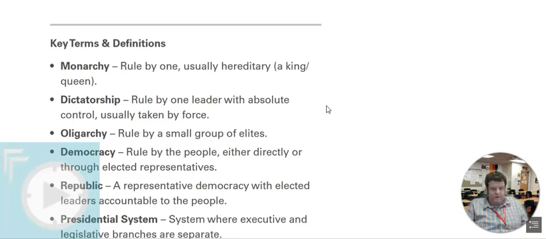Democracy, a term you hear thrown around a lot, is the rule by the people, either directly or through elected representatives. Basically, the idea in a democracy is you have people who can make decisions, they vote on decisions, and typically the most popular group, the largest group to vote one way or the other, is how the decision is made.